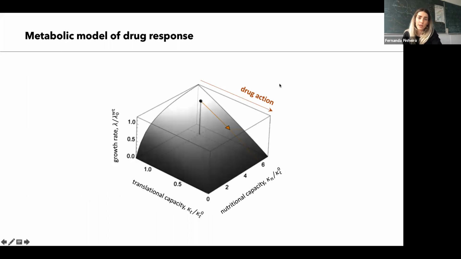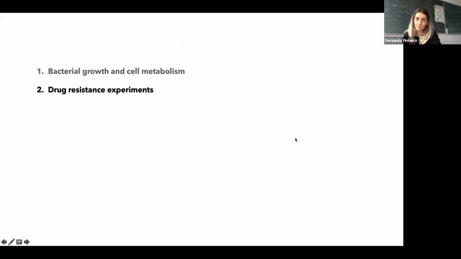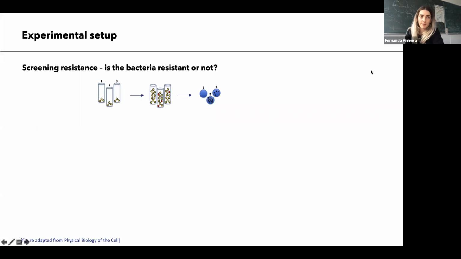So when we go back to our picture, then we fix this point. This is the wild type, and so we have our wild type and how it responds to drug challenge. Now the next step is to discuss the experiments, and then we see how to complete this picture with these evolution experiments that we did.